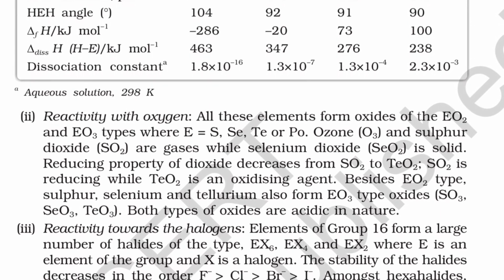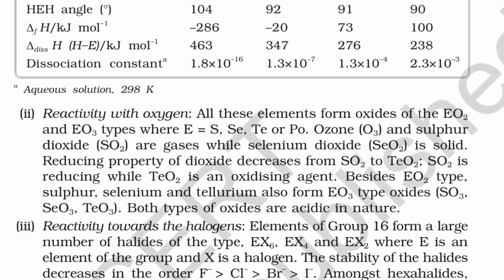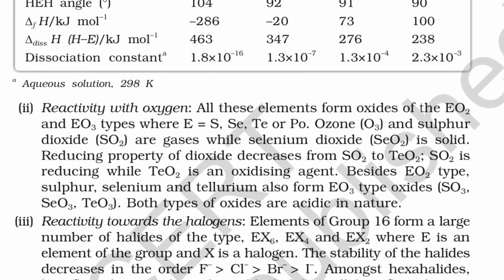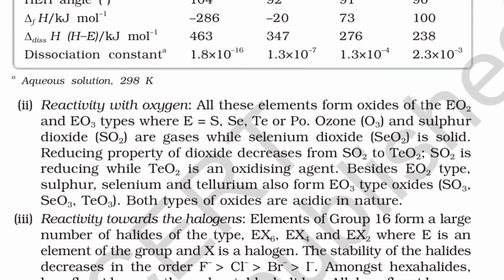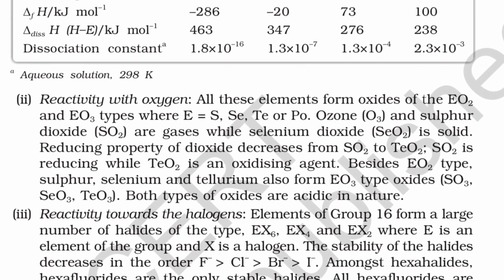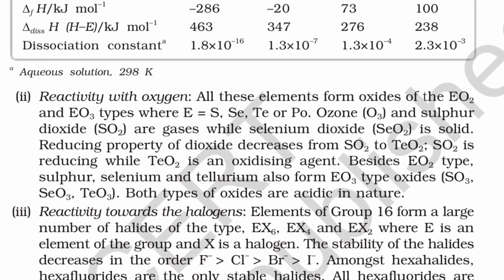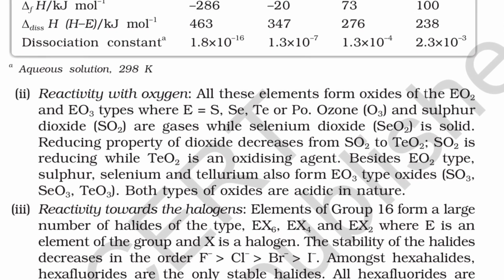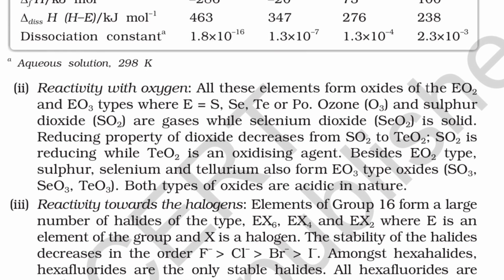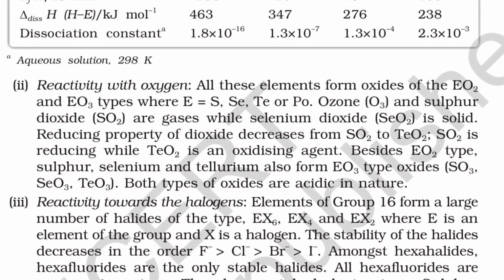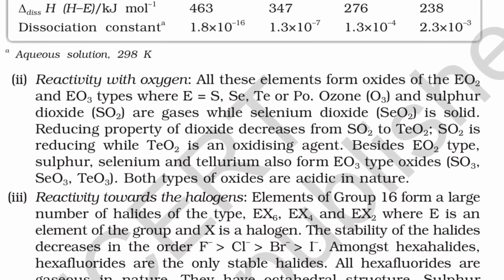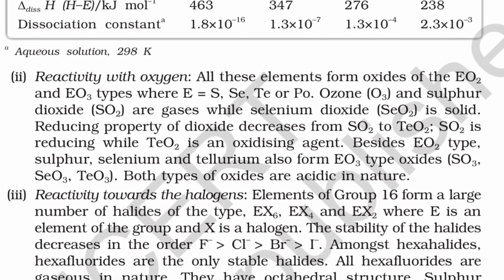SO2: sulfur is plus 4, it tends to go to plus 6. So it is undergoing oxidation, so it is a reducing agent. Simple line. Besides EO2 type, sulfur, selenium, tellurium also form EO3 type of oxides like SO3, SeO3, TeO3. Both types of oxides are acidic in nature. Important line. Reactivity towards the halogens: elements of group 16 form a large number of halides of the type EX6, EX4, EX2 and E2X2, where E is the element of this group and X is the halogen.